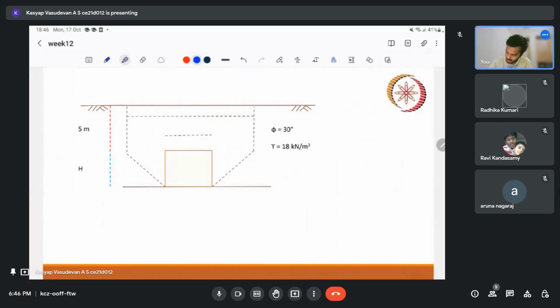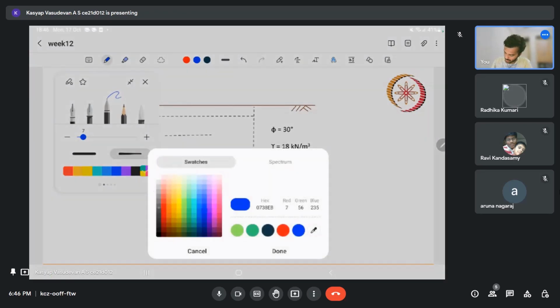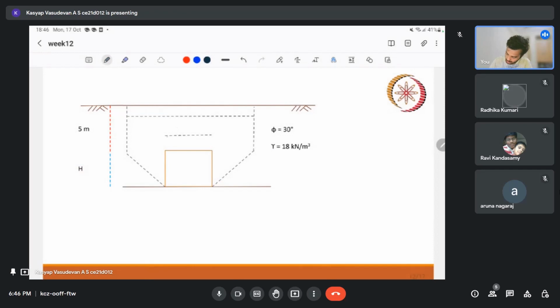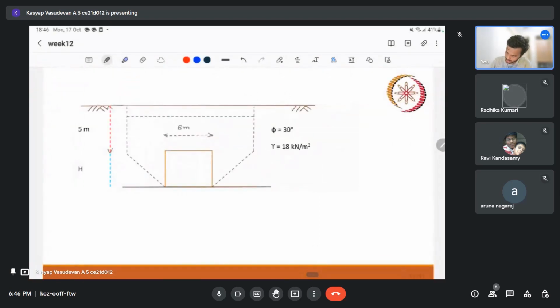Let us say this is our 6 meter, that is the width of the tunnel, and the depth of the tunnel, that is till here, is 5 meter to the top of the tunnel. So let us say this is the tunnel. We know this is also 6 meter, since it is a square tunnel. So if this is 2b, what is this? This is 2b dash.